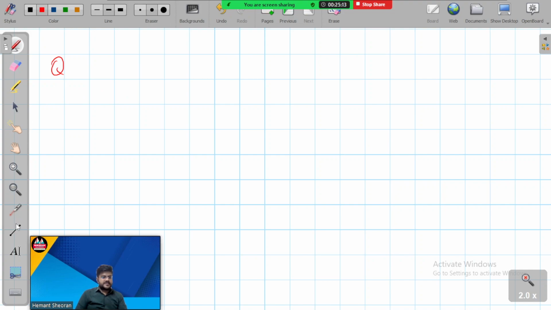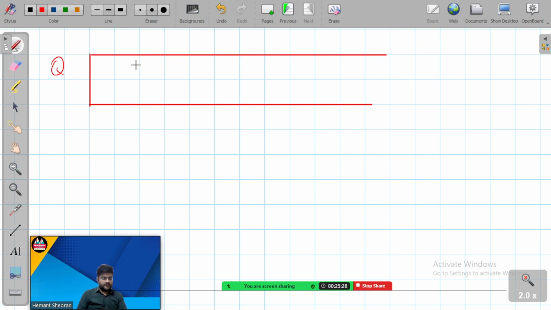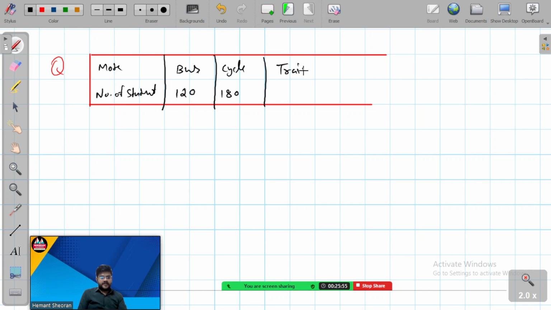If I just give you random data, let's make a table one more time. So this is the mode of transport. They have given us the mode and the number of students choosing this mode of transport. The first data is for a bus. Students who are traveling by bus are 120. Then students traveling by bicycle are 180. Students traveling by train are 240. Students traveling by car are 80. And students traveling by scooter are 100.